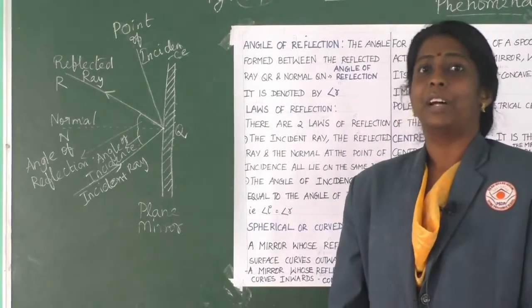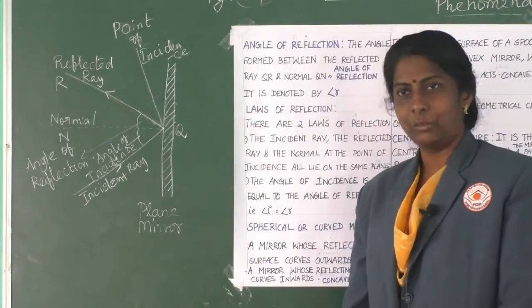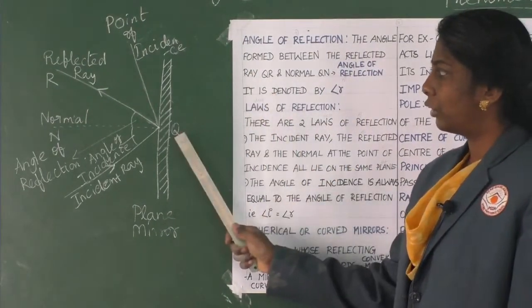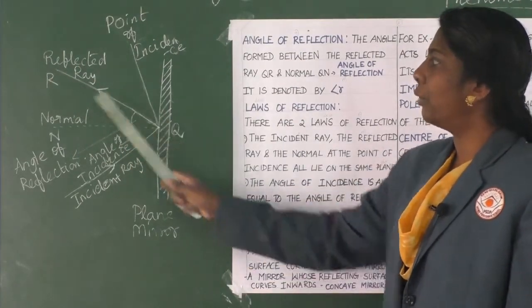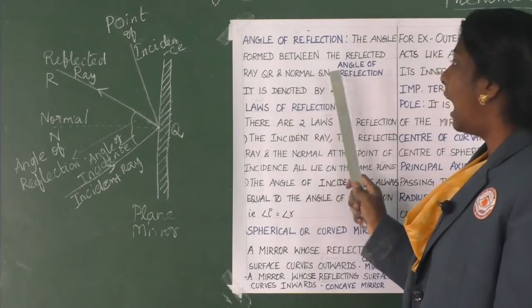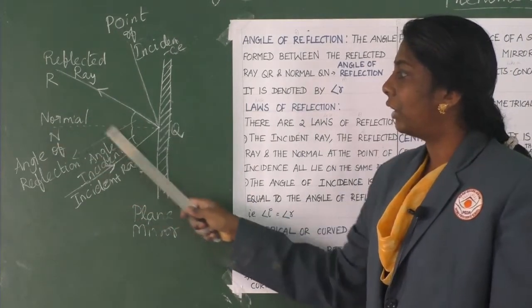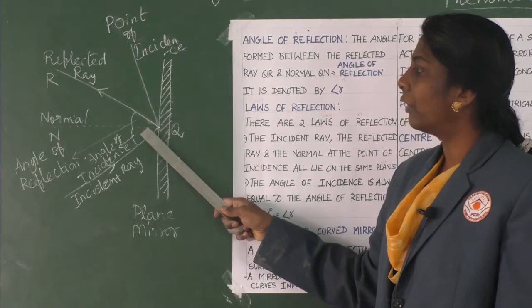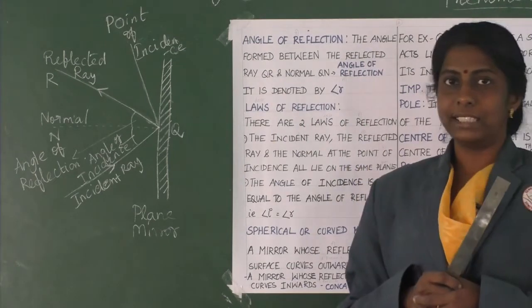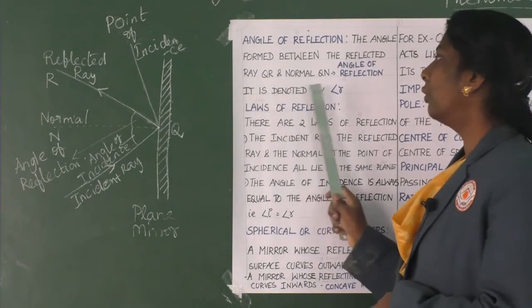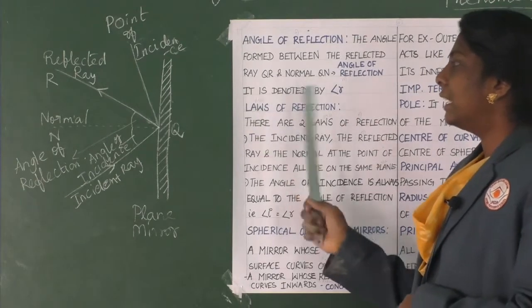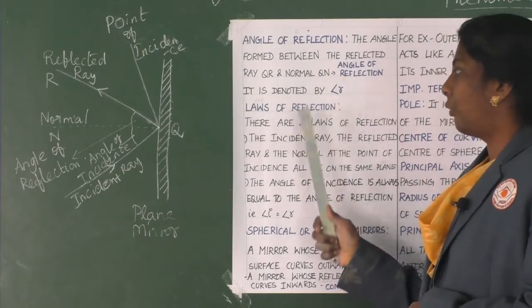Now about the angle of reflection. What is that? The angle formed between the reflected ray QR and the normal QN is called the angle of reflection. It is denoted by angle R. Clear? Yes. Next concept is the laws of reflection.